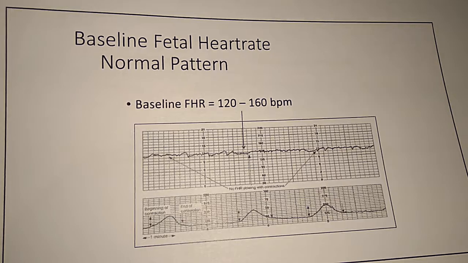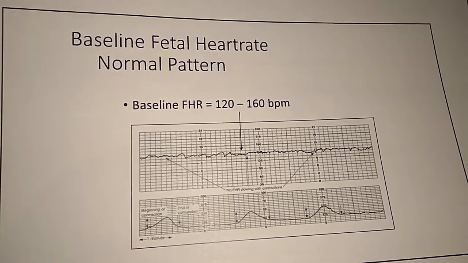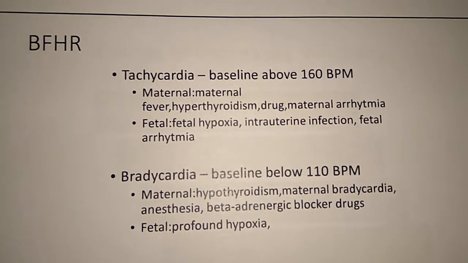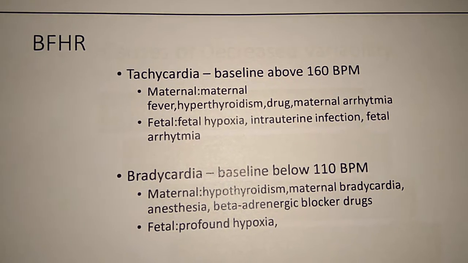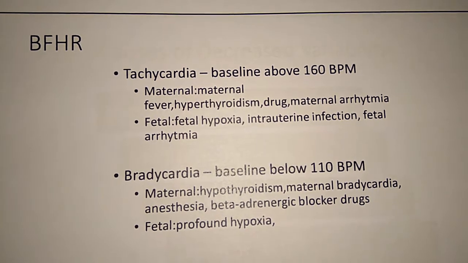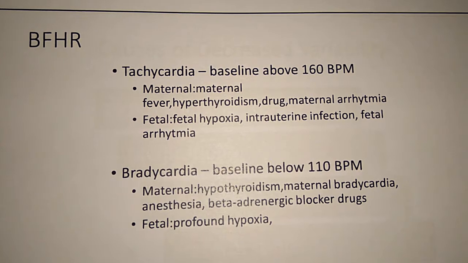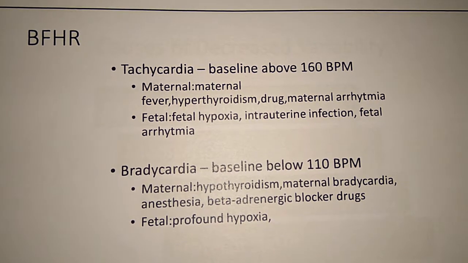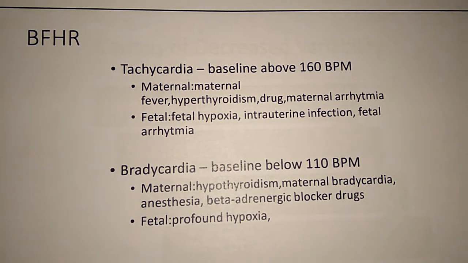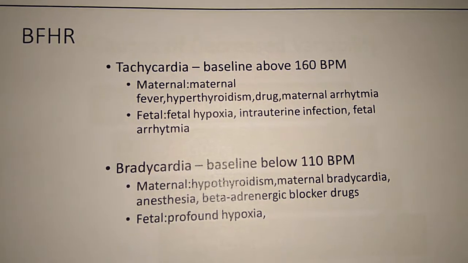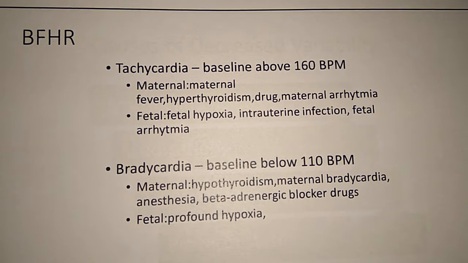As mentioned earlier, the baseline fetal heart rate normal is 120 to 160. Tachycardia if above 160. This is due to a maternal factor and fetal factor. Maternal factor can be due to maternal fever, hyperthyroidism, drug, maternal arrhythmia. Fetal: hypoxia, intrauterine infection, and fetal arrhythmia.